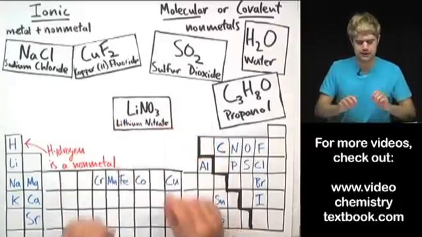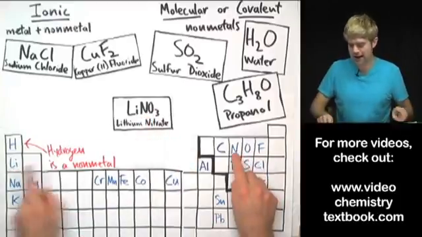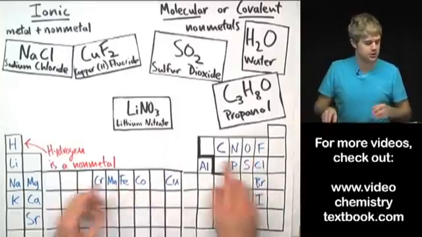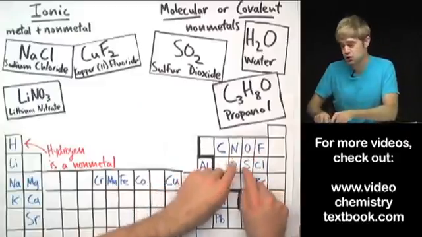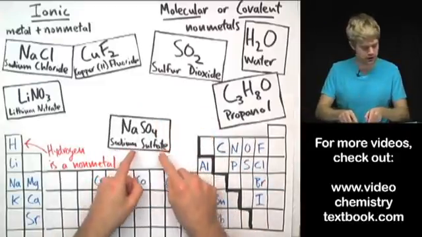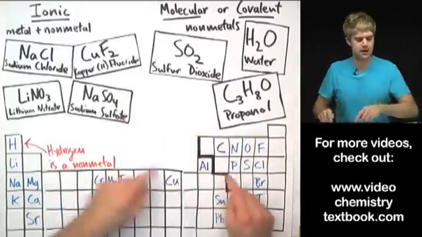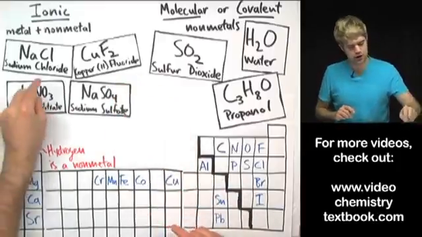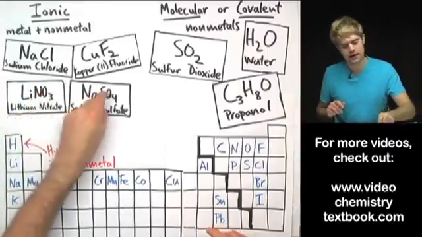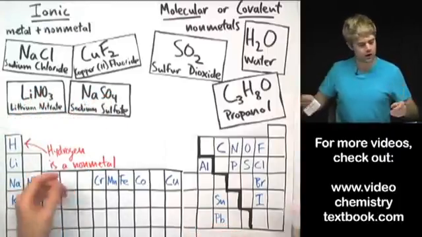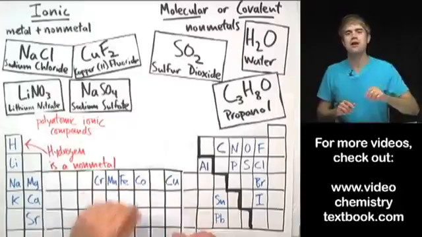Here's another example. Lithium nitrate has lithium, which is a metal, but then it also has nitrogen and oxygen, which are both nonmetals. So it's still got the metal, nonmetal thing going on, so it's an ionic compound, even though it has two nonmetals. And the same thing is true of sodium sulfate. It's got sodium, a metal, and two nonmetals, sulfur and oxygen, but metal, nonmetal means it's ionic. Now, lithium nitrate and sodium sulfate are actually special kinds of ionic compounds because they have two different nonmetals in them. They are what are called polyatomic ionic compounds. If you want to learn more about these, I've got videos on that.